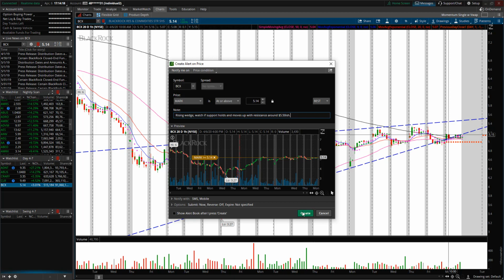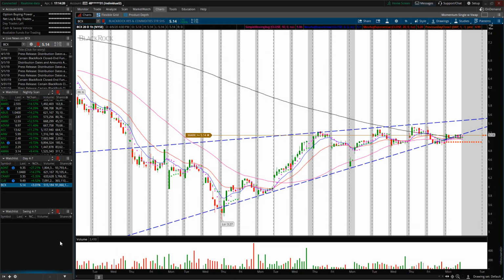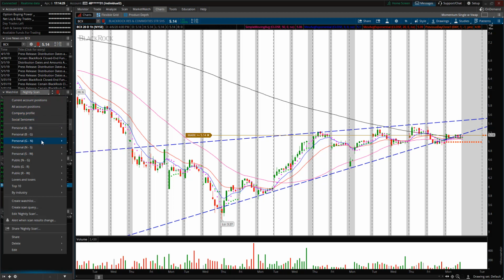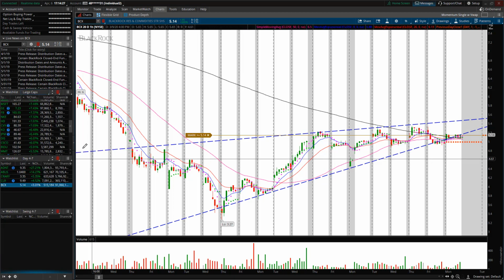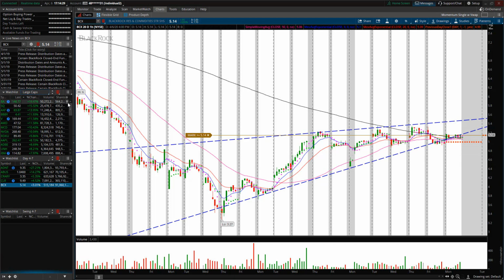All right, so that's it for the day trade watch list. It's kind of meh. Let's go to large cap. Might be a little bit more fun to do.